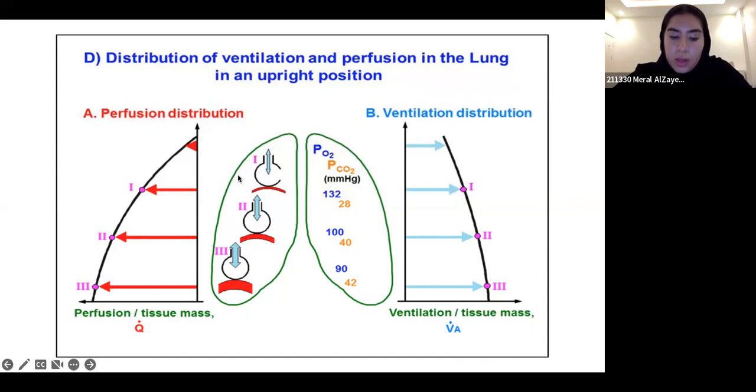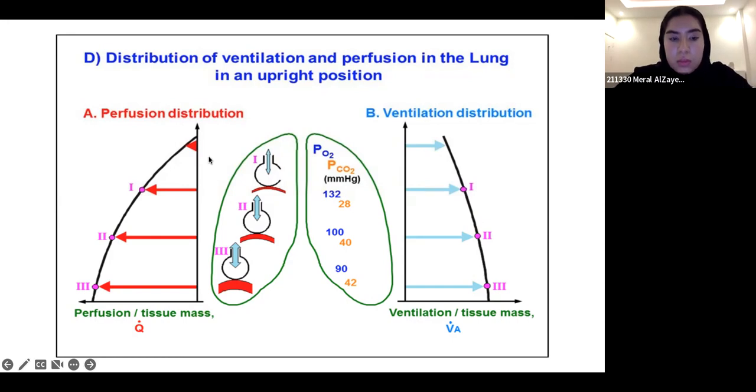So where was I? Yeah. You guys need to understand why this is important. What's important here in this slide is the VQ ratio, or the ventilation to perfusion ratio. This ratio is what's important for gas exchange. For the VQ ratio, you divide the ventilation by the perfusion, obviously. And what does a high VQ ratio indicate?